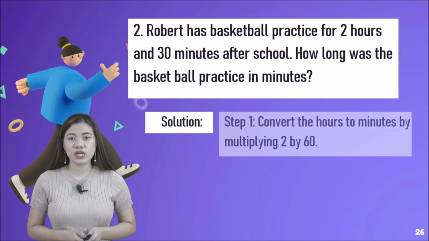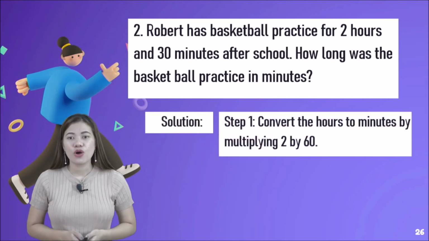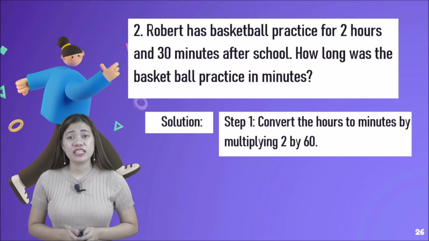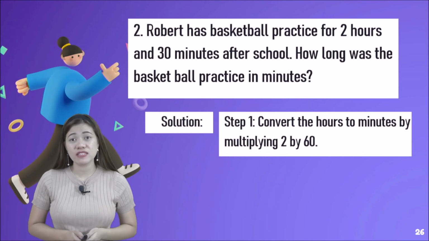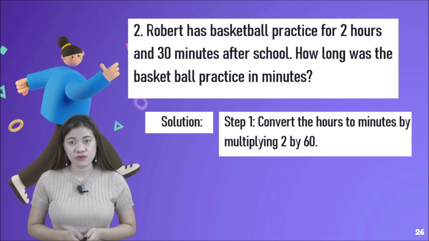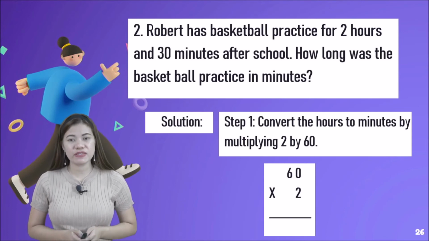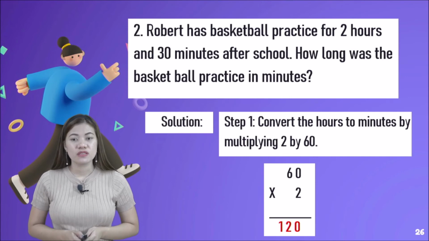Okay, solution. Step 1. Convert the hours to minutes by multiplying 2 by 60. Isn't it, kids? In 1 hour, we have 60 minutes, right? So, we will just multiply it. 60 times 2. 2 times 0 is equal to 0 and 2 times 6 is equal to 12, so 120. So, here our answer is 120.